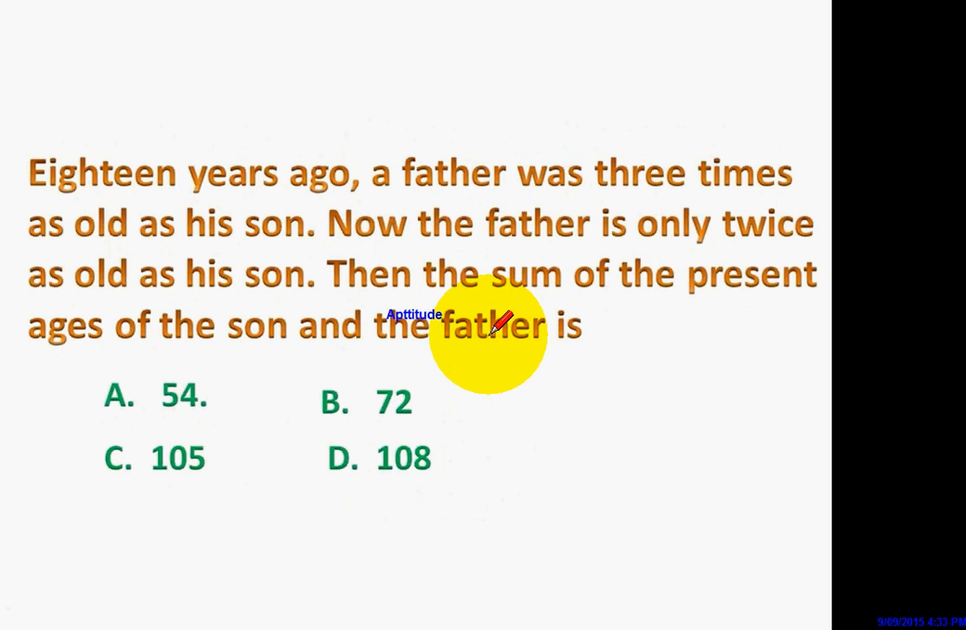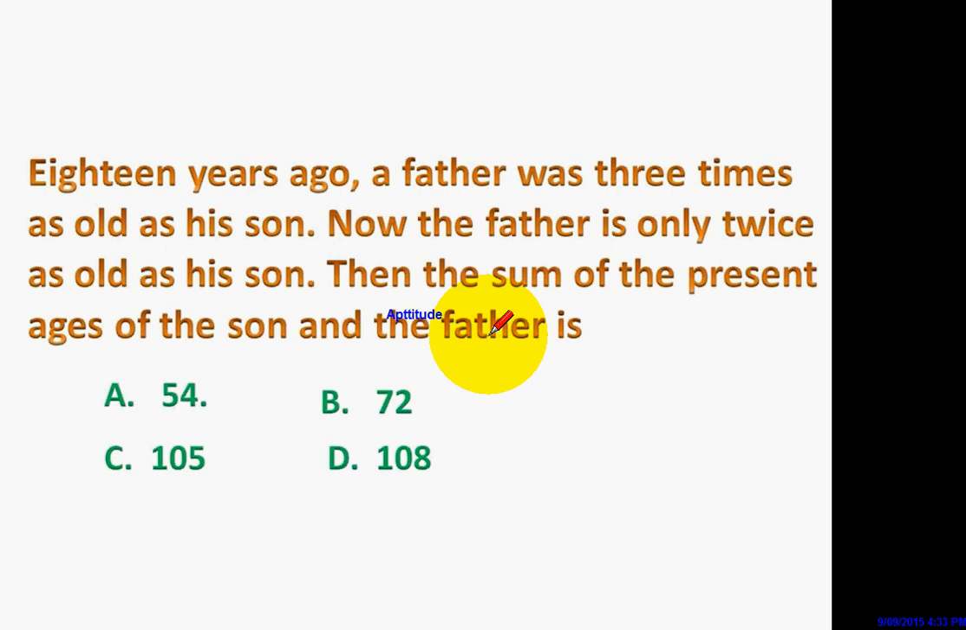18 years ago, a father was 3 times as old as his son. See, only it is 3 times, there is no more than word here. And now the father is only twice as old as his son. Then find the sum of the present ages of the son and the father. Again they are asking to calculate the total of the present ages of both the father and the son. Okay, now we have an assumption.